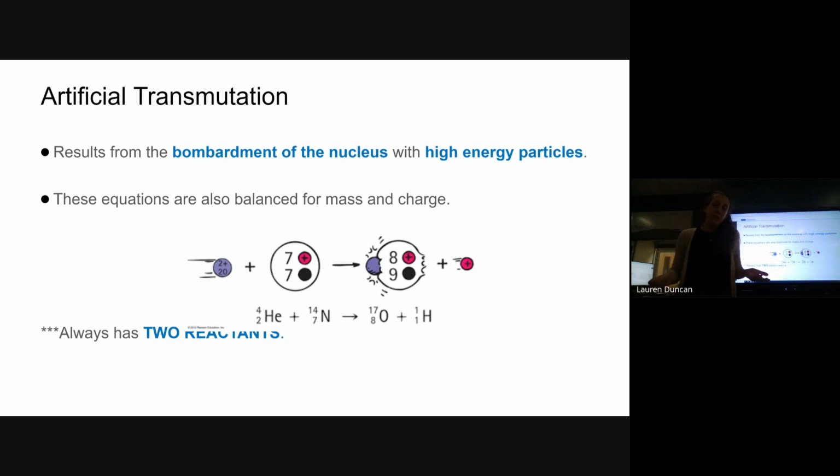One big difference between a natural and an artificial transmutation is that artificial transmutation reactions have two reactants, two particles before the arrow, one of which is the stable nucleus, the other is the particle you are bombarding it with. Natural transmutation reactions only have one.